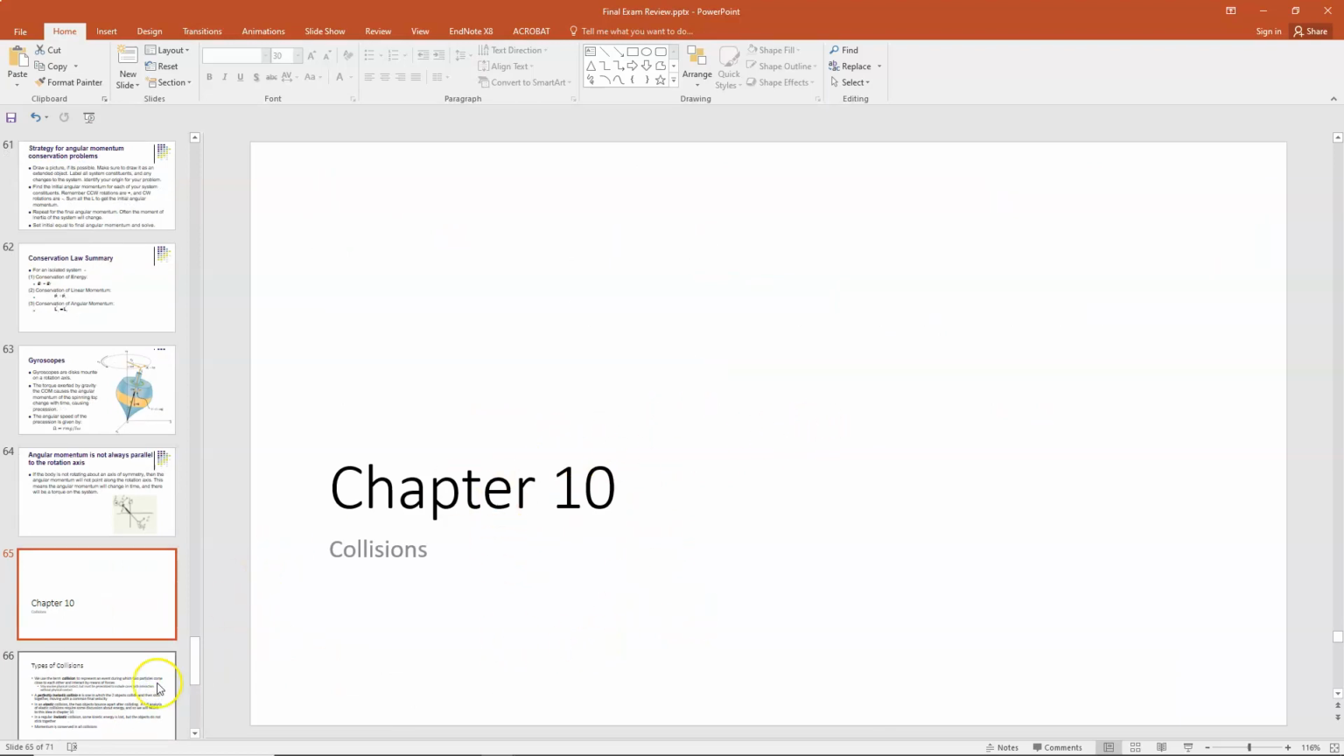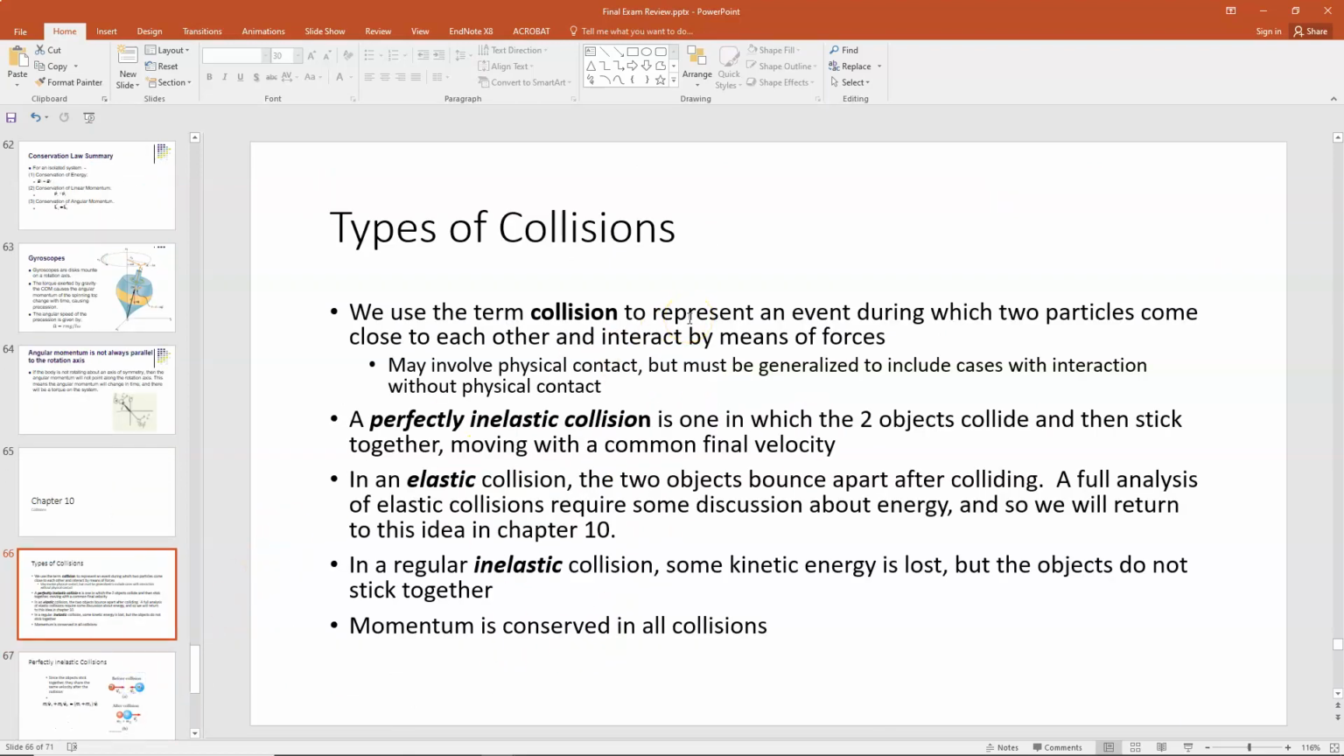Okay, Chapter 10, Collisions. We talked about collisions. There's elastic and inelastic collisions. Inelastic collisions do not conserve kinetic energy. Elastic collisions do conserve kinetic energy. Remember that all collisions conserve momentum, so momentum is always conserved, but kinetic energy isn't. If you have a perfectly inelastic collision, that's one where the two objects collide and then they stick together and they move with a common final velocity.